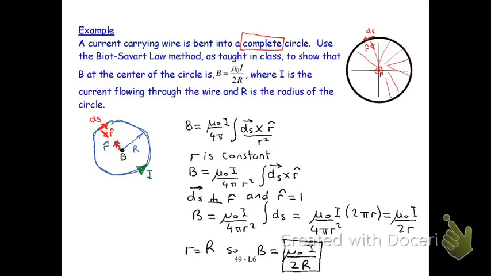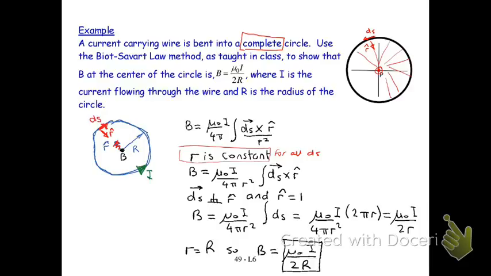So, B is equal to mu naught I over 4 pi integral of ds crossed with R hat over R squared. R is constant. That's the first thing to recognize. R is constant for all ds's. It's constant for all these little ds's. Okay, that's good. So I can take it out of the integral now. So I have mu naught I over 4 pi R squared. Then I have this integral ds crossed with R hat.